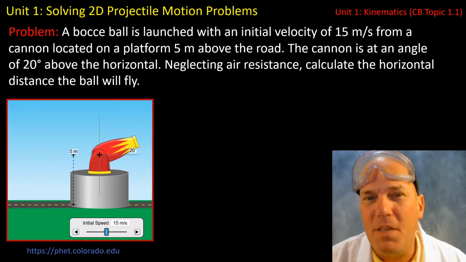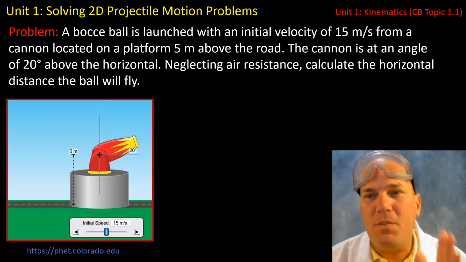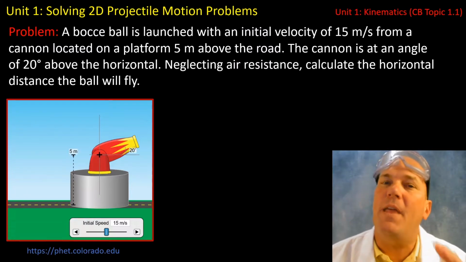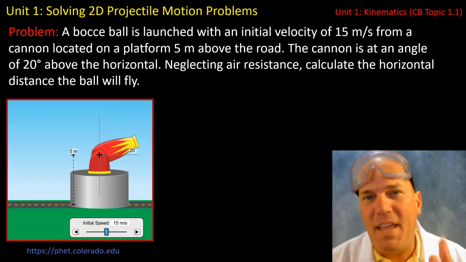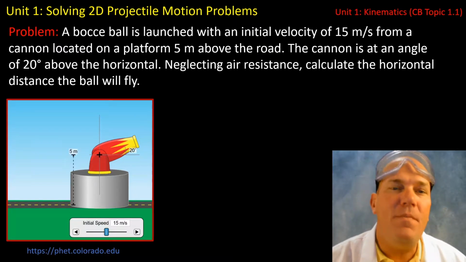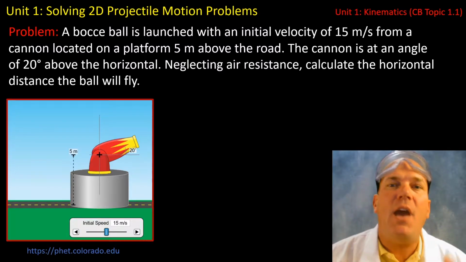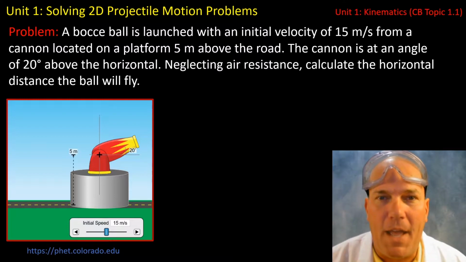A bocce ball is launched with an initial velocity of 15 meters per second from a cannon that's located on a platform that is 5 meters above the road. The cannon is at an angle of 20 degrees above the horizontal. Neglecting air resistance, let's calculate the horizontal distance the bocce ball will fly.